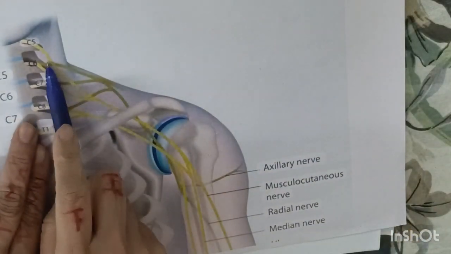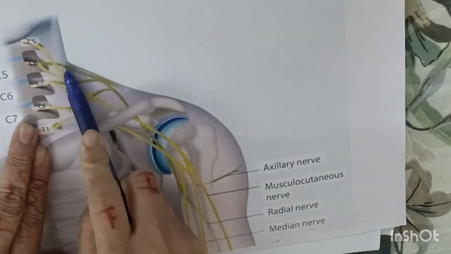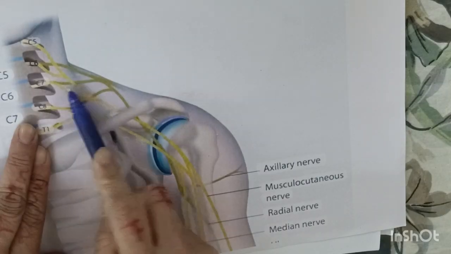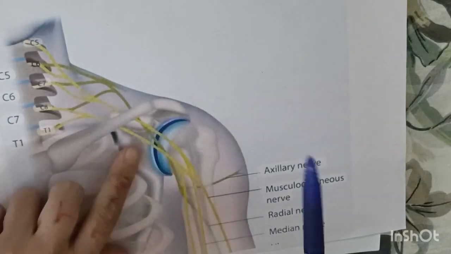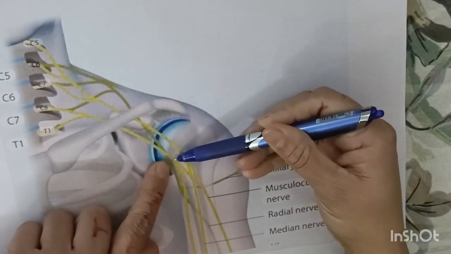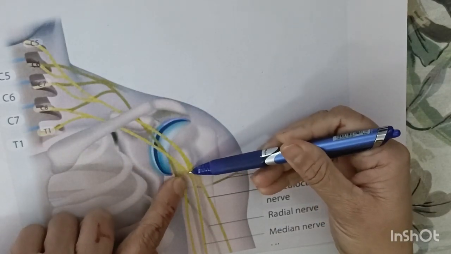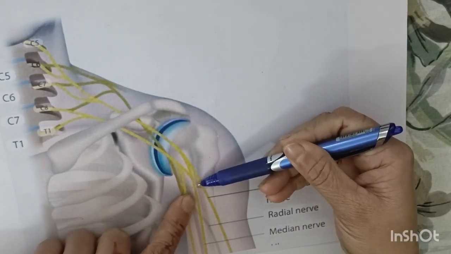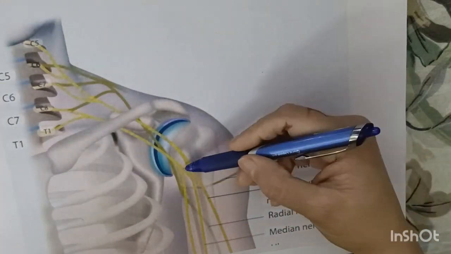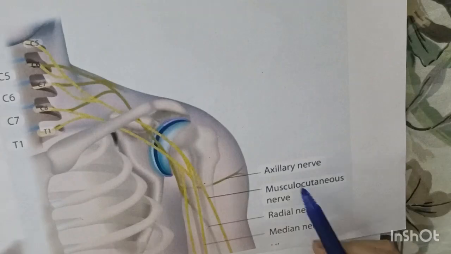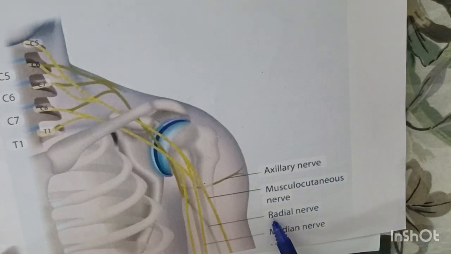So herein you see these are the cords, the roots, here the trunks, and as soon as the division takes place, they pass through the axilla, and in the axilla the cords are formed, and as soon as they pass out of the quadrangular space, they are already divided into branches. So in the arm, they form branches. So axillary, musculocutaneous, radial nerve, median nerve, ulnar nerve are already formed.